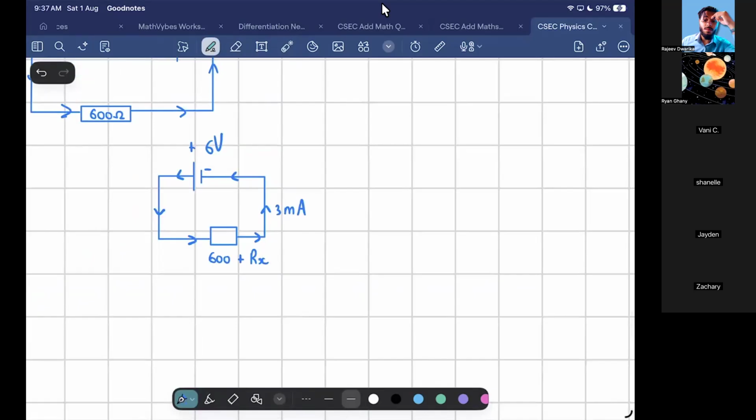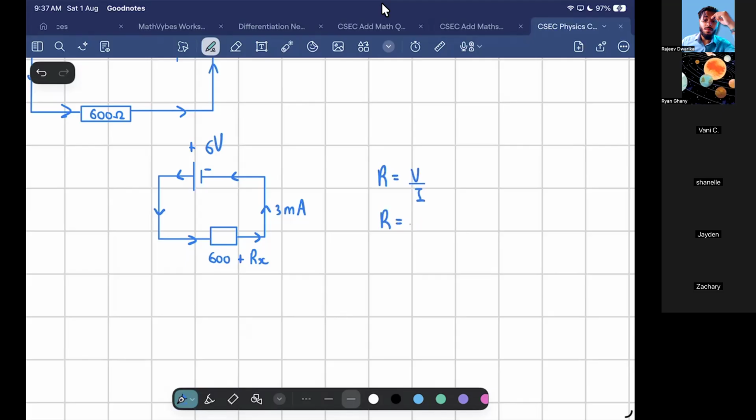Okay, so Vani, what we had to find for again? RX. So tell me, what could we do next? I simplified the question for you a lot. Tell me what to do next. You could find the resistance with the 3 milliamps and the voltage. Explain. So you could use the formula R is equal to V over I, and you could find out the resistance. Yeah, you're talking good talk.